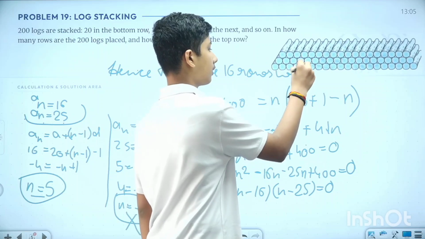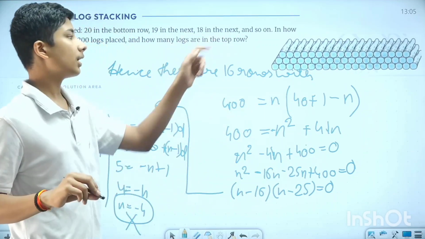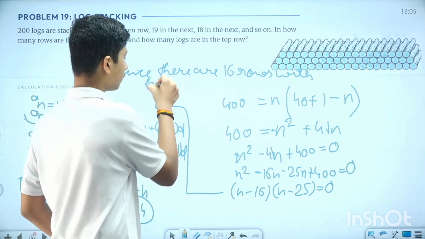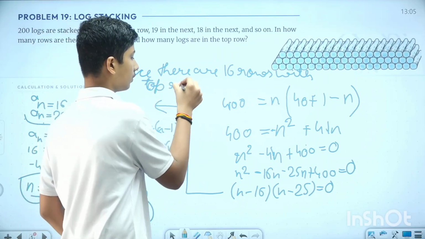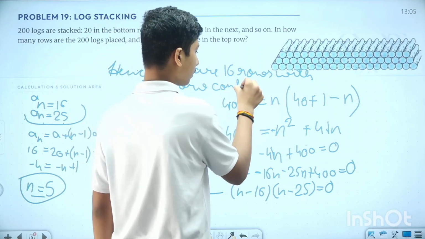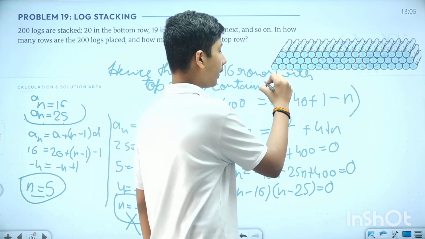With the last row, how many logs are there in the top row? So the top row contains 5 logs.